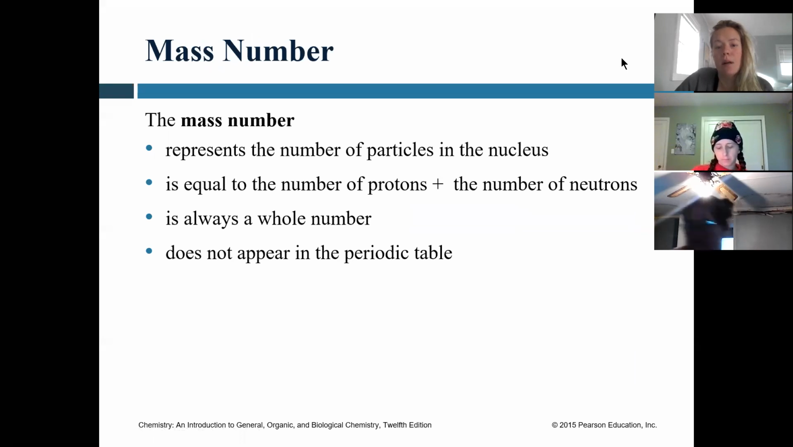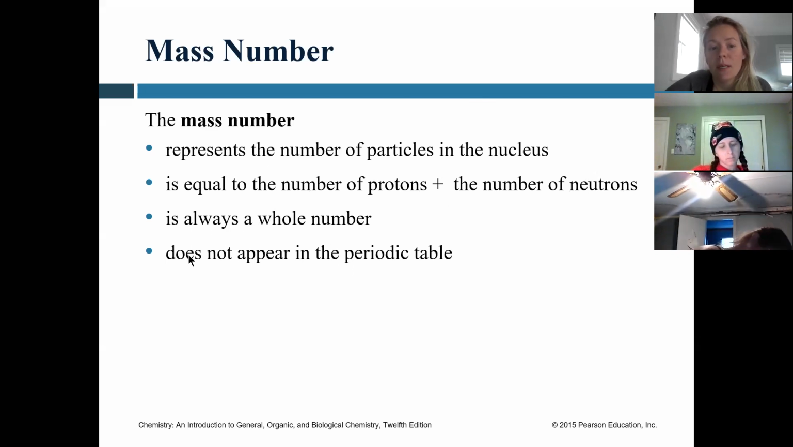The mass number. So the atomic number is telling me the number of protons. The mass number is telling me the mass of the whole atom as a unit. The mass number is going to equal the number of protons plus the number of neutrons. So you may want to write out a little equation for yourself there that says mass number equals P plus N, protons plus neutrons. It's a whole number because protons have a 1 and neutrons have a 1.